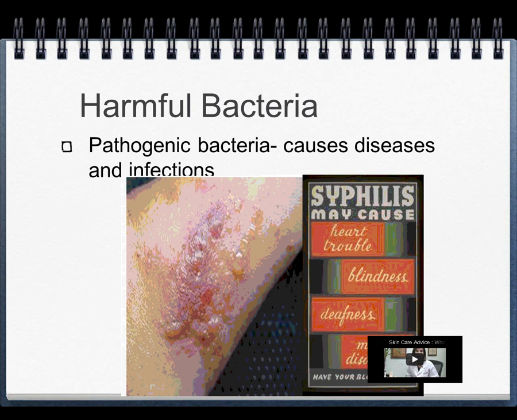Syphilis. Caused by bacteria. Syphilis can cause heart trouble, blindness, deafness, and mental disorders. Syphilis is a sexually transmitted disease, but the fact of the matter is, say someone has it on one of their sexual organs, it can transfer to any other part of the body. Arms, face, hands, legs, mouth, everywhere. Feet. It's a bacterial infection. It can be treated.